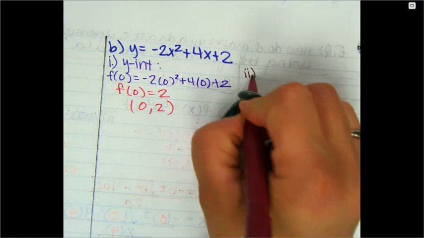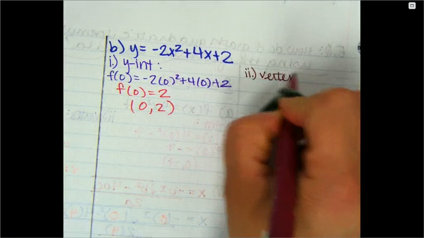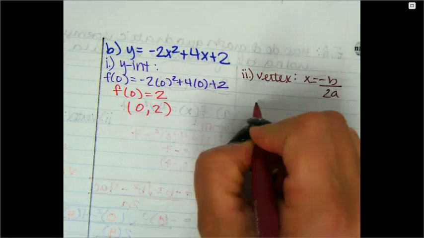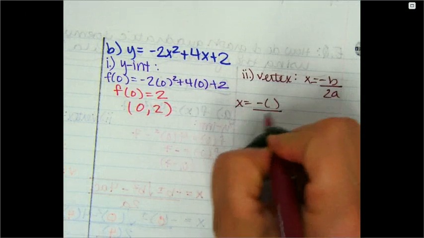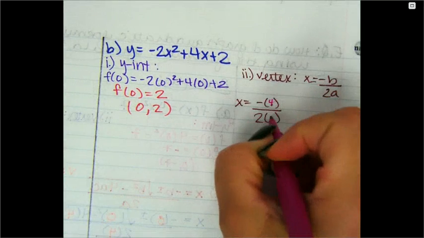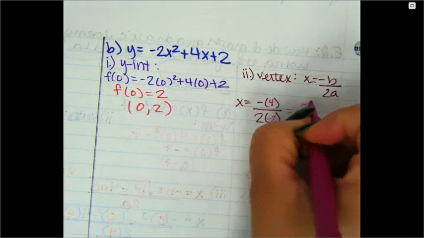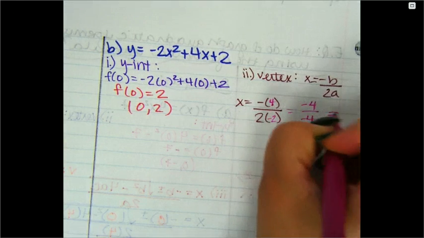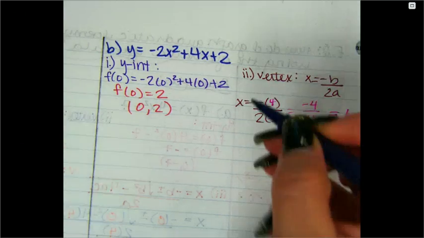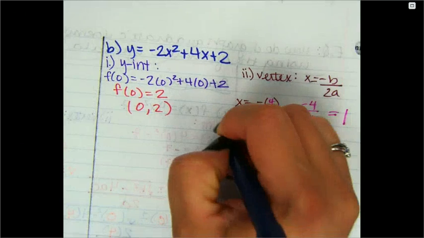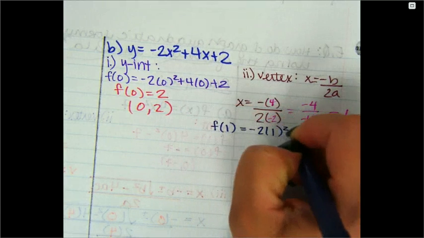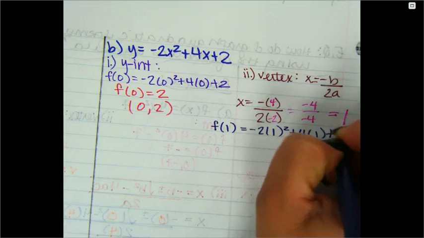The vertex. So we're going to do vertex on the side. So I'm going to do x equals negative b over 2a. So x equals negative times something over 2 times something. What's your b? 4. What's your a? So I get negative 4 over negative 4, which is positive 1. What do I do with positive 1? You plug it back in. Very good. So f of 1 equals negative 2 times 1 squared plus 4 times 1 plus 2.